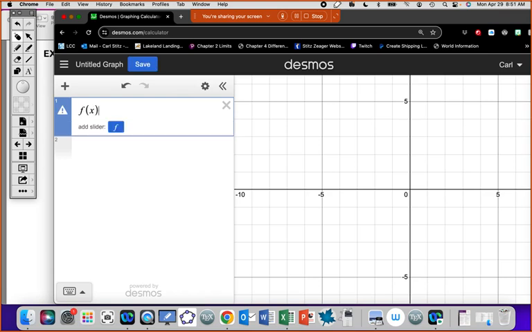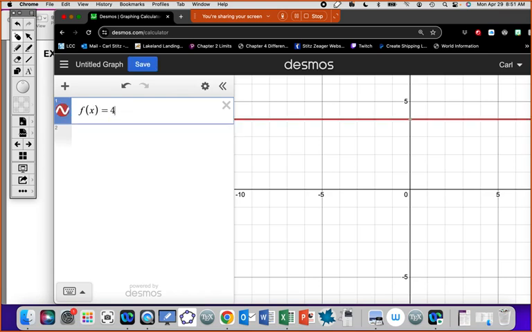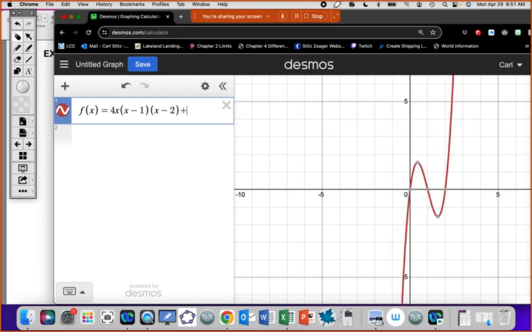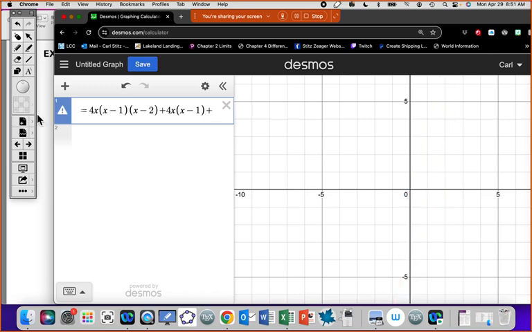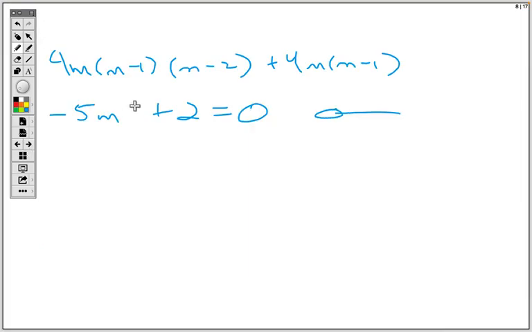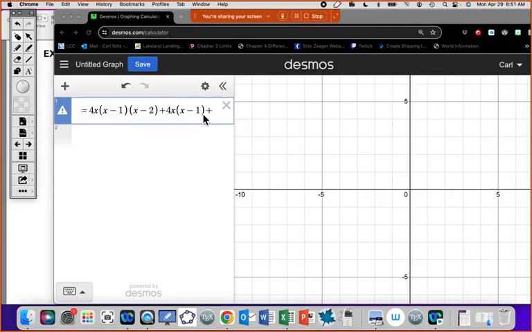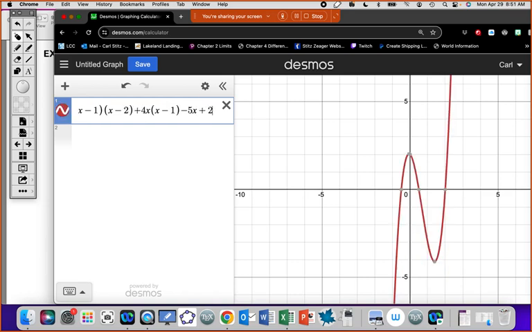Right, so we could do f of x equals 4x, x minus 1 times x minus 2 plus 4x, x minus 1 plus, or minus 5x plus 2. And there we go.